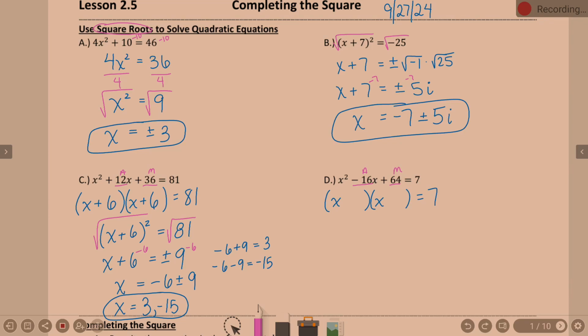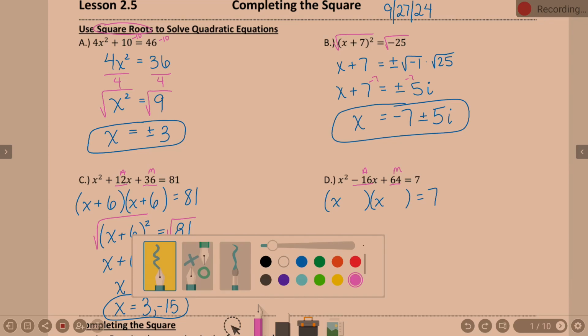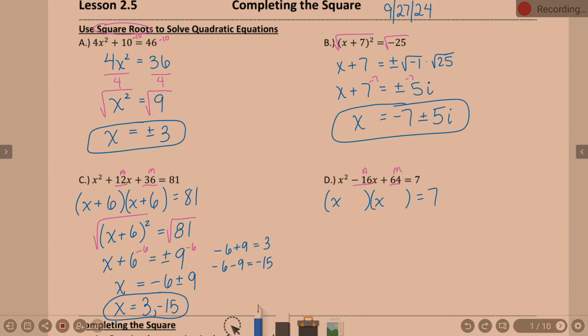Multiplying to be 8, adding to be -16. Well, did I say multiply to be 8? Yeah. Well, you know where my brain's at. My brain's farther along in this problem. Multiply to be 64 and add to be -16. It would be x minus 8. Yeah. 8 times 8 is 64. Negative 8 plus negative 8 is -16. Since they multiply to be a positive, we need the same signs. Since they add to be a negative, they are both negatives.